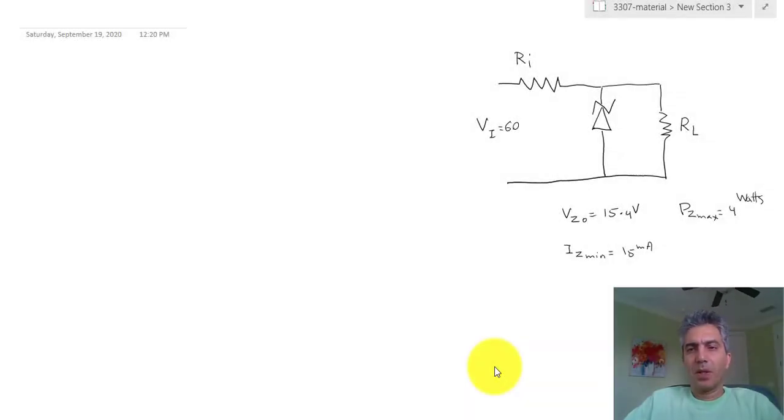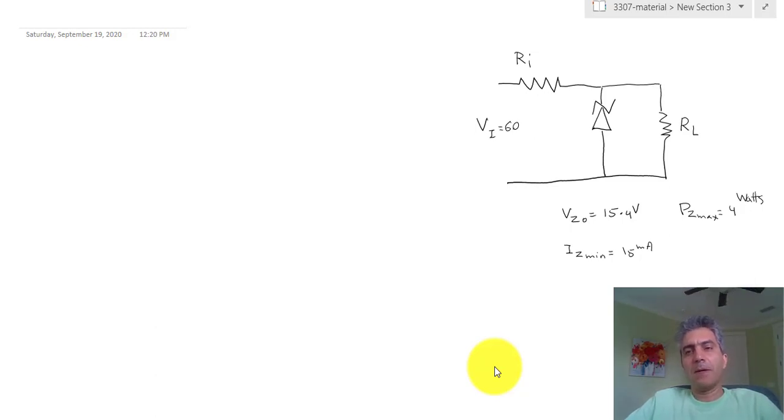Hello everyone. This is another example of a circuit, basically a regulator circuit. In this one we are trying to figure out what is the range of currents that we can draw from this regulator safely, considering that there is a maximum power that you can actually consume in the Zener diode. And usually this maximum rated power comes from the size of the Zener diode.